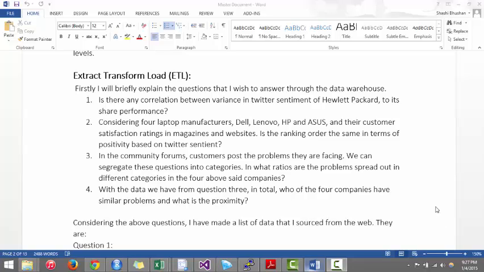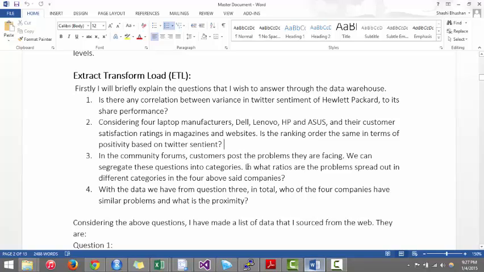Hi, so let's discuss a couple of things that the data warehouse can answer. The first question is: is there any correlation between Twitter sentiment and how the share price is performing? One more question could be: there are several forum posts about different aspects of the laptop, like screen, display, hardware, booting, power problems, mouse, keyboard. What percentage of these things are happening, and do our competitors have a similar percentage of problems?